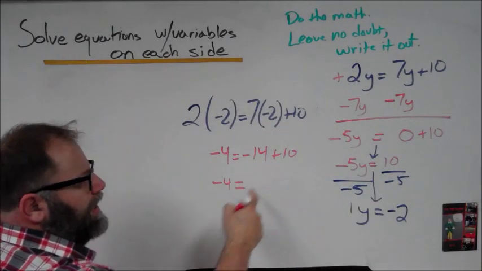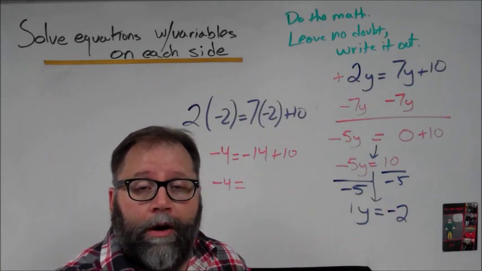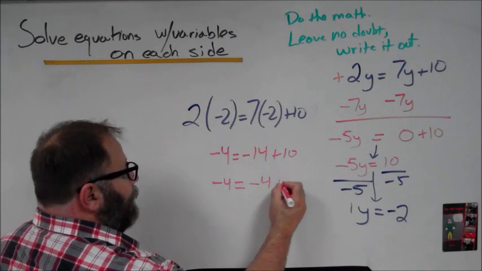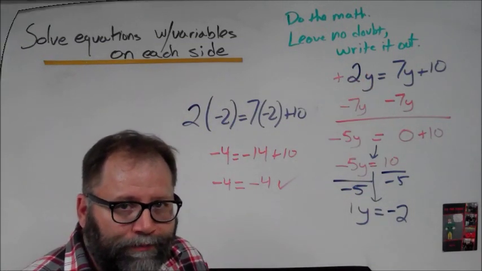-4 equals, all right, I have 14 negatives, 10 positives. Push those together. More negatives than positives. There are 4 more negatives than positives. -4, and that checks.